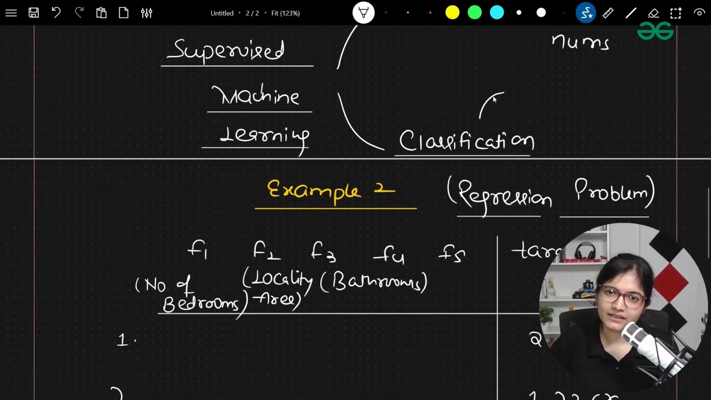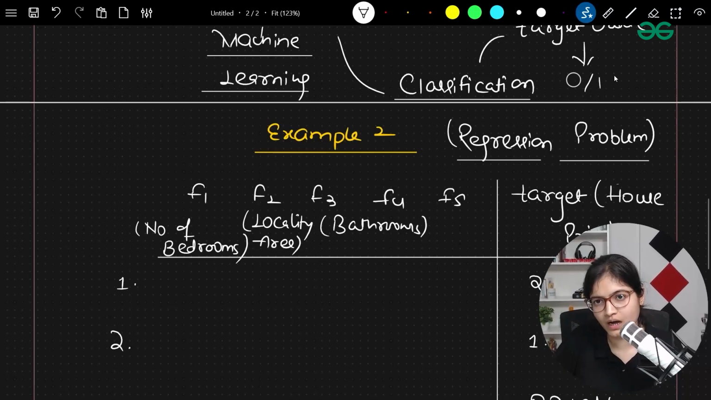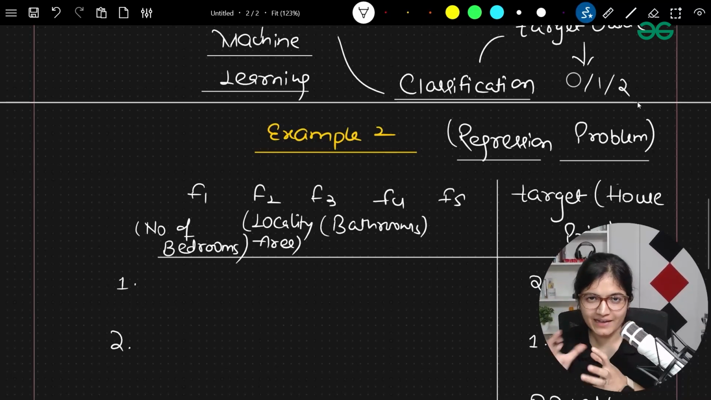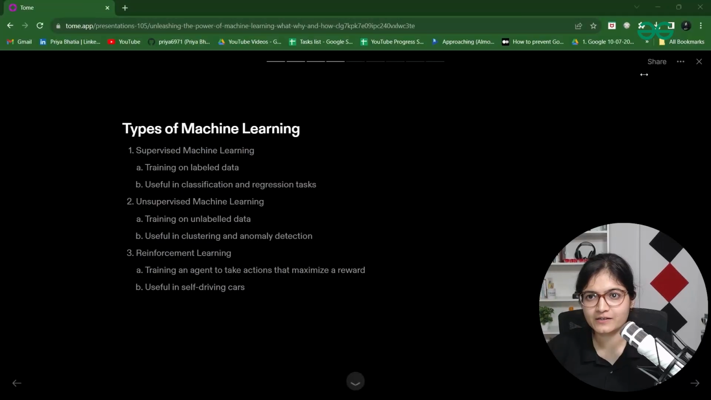Classification means that here the target value belongs to some class. There will be some classes, either 0, 1, 2. It can be a binary classification, or it can be a multi-class classification problem. So let's go back to the screen and what we have seen. In supervised machine learning, we are provided the label data, and it is useful for classification as well as for regression tasks.